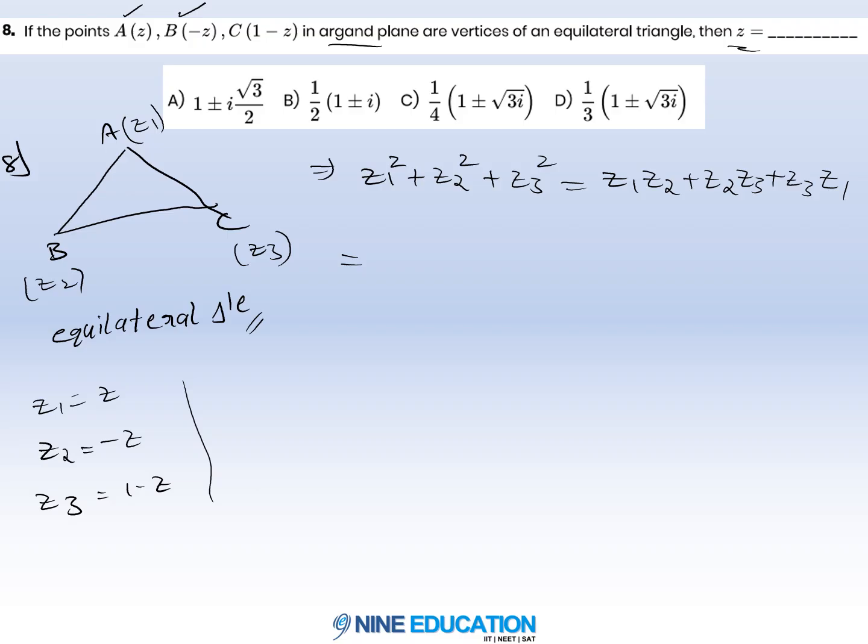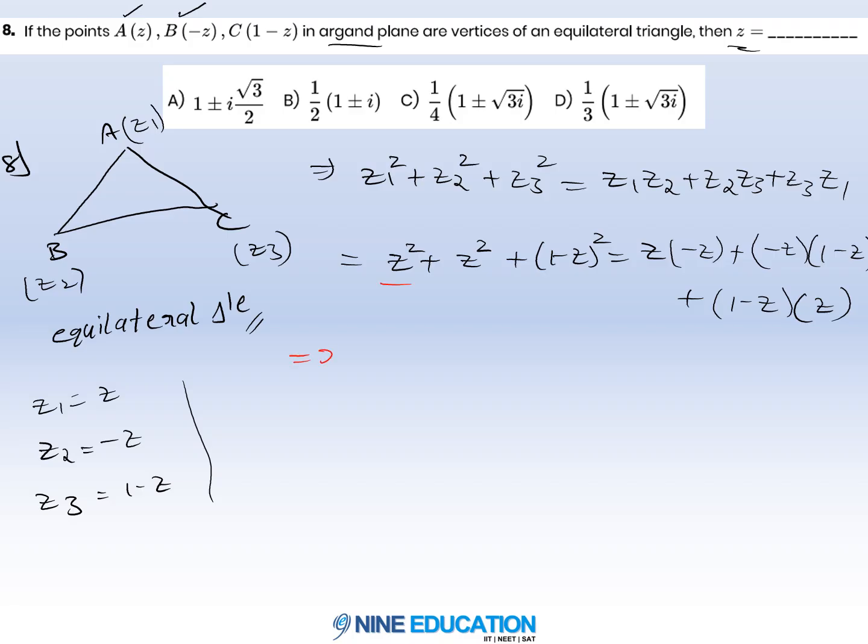So Z1 square is Z square, Z2 square is minus Z whole square, which is again Z square, plus Z3 square is 1 minus Z whole square, and Z1 into Z2, Z into minus Z, plus Z2 into Z3, which is minus Z into 1 minus Z, plus Z3 into Z1, which is 1 minus Z into Z. Okay. So Z square plus Z square is 2Z square. Expand 1 minus Z whole square as well, which is plus 1 plus Z square minus 2Z, equals minus Z square.